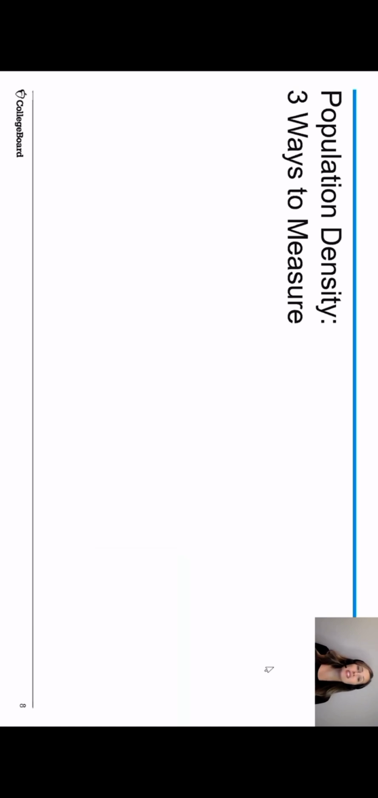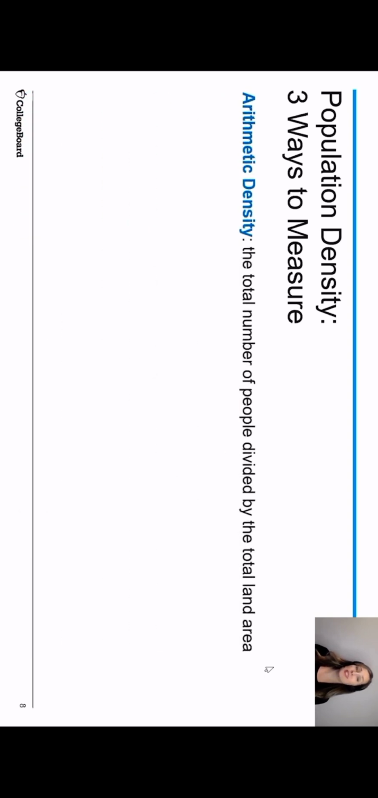Now, there are basically three ways that geographers may measure population density. Now, the first is very simple. I tell my students this is simple arithmetic. It is the total number of people divided by the total land area. Pretty simple and straightforward.